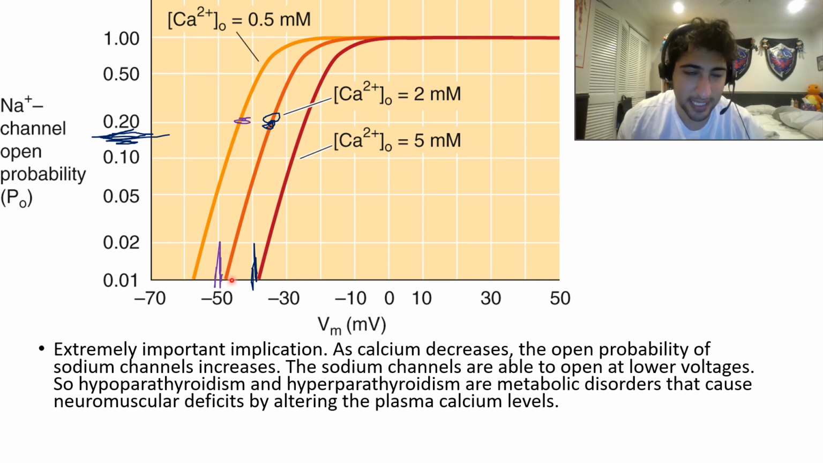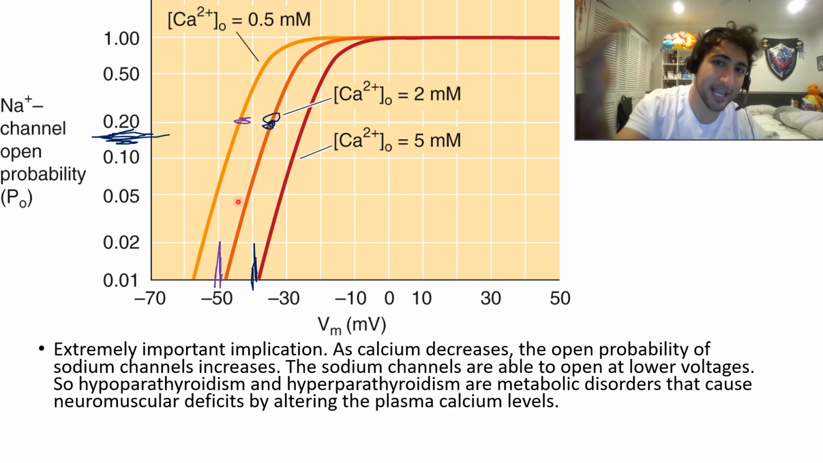Does that make sense? Think about it. It does make sense, but ask yourself, does this make sense? Try to work through it with me one more time. At any given probability, we can see here that 2 millimoles and 0.5 millimoles have the same probability. However, in the hypocalcemic state, when there's less calcium, you can fire at a more negative point. That probability is the same at a more negative point.